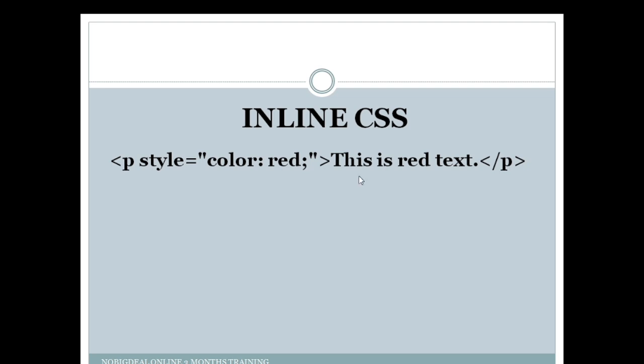So this particular code will help us to change this text that we write, this is red text. It will help us to color it red. So that is how we write inline CSS. We put style inside our attribute, inside our tags.